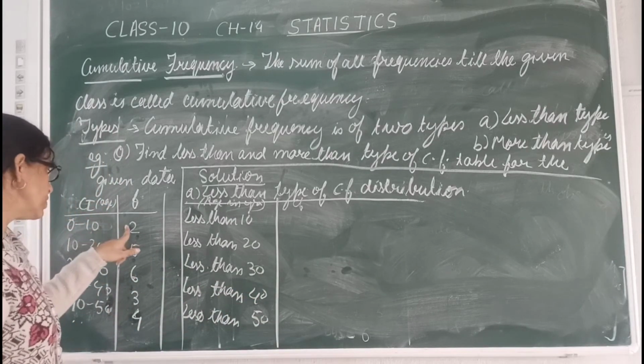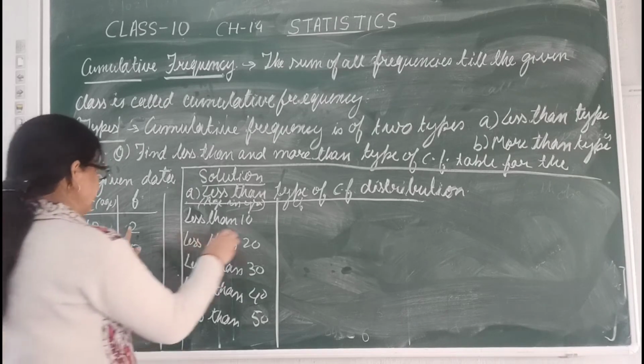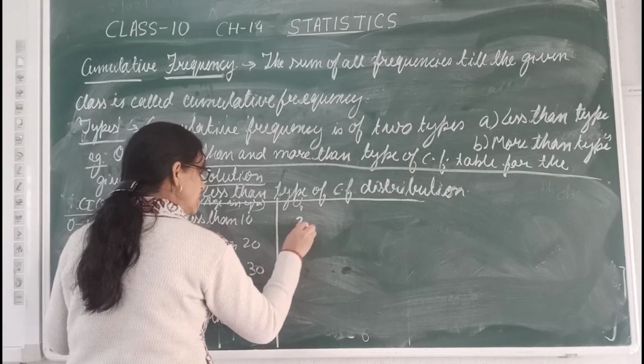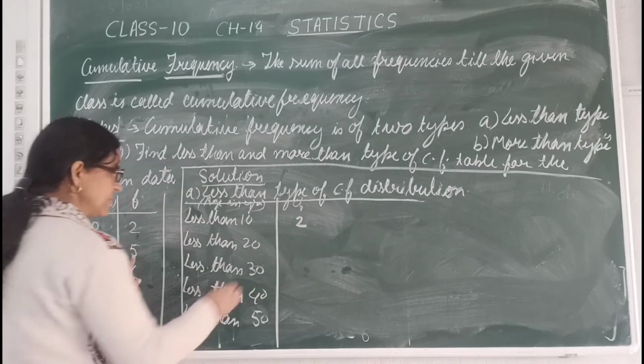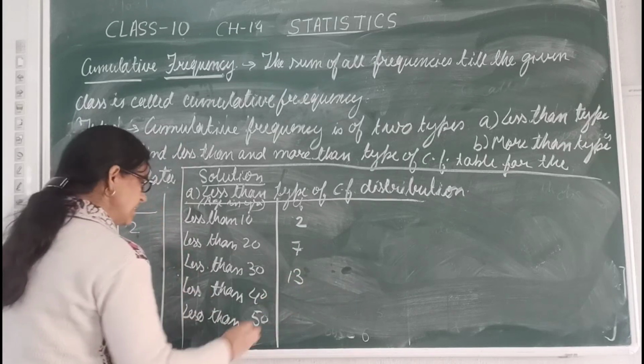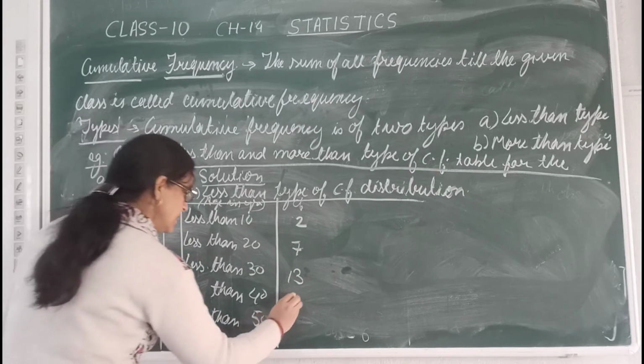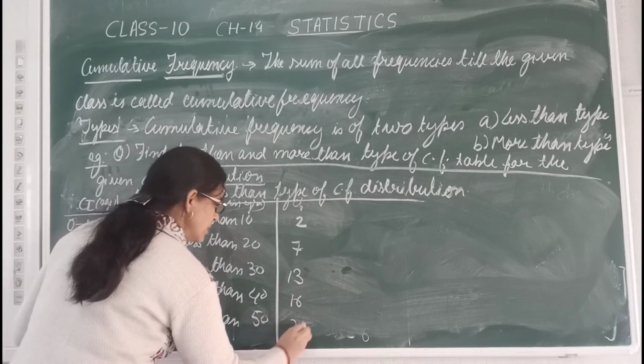Less than 20, the total frequency is 2 plus 5, that is 7. I think you understand now. So less than 10 we will be writing 2, and let us go on adding. 2 plus 5 is 7, 7 plus 6 is 13, 13 plus 3 is 16, and 16 plus 4 is 20.